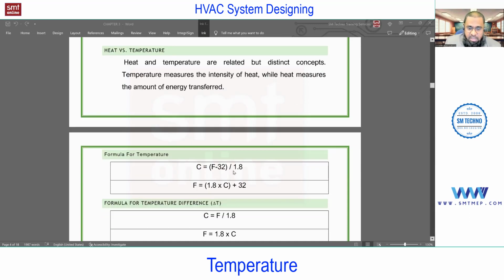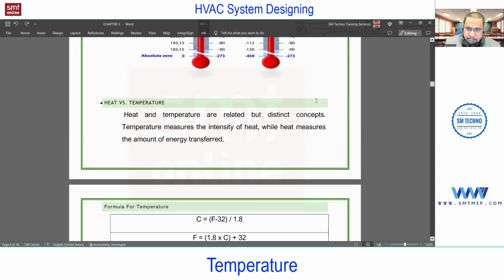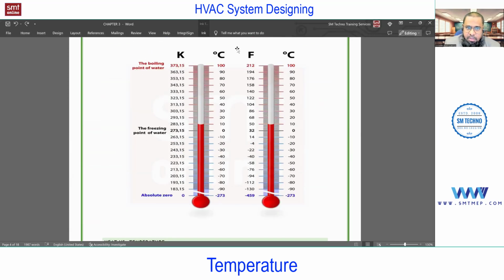Now the question is why we are considering this 1.8. Remember, in the centigrade scale there are 100 divisions, but in the Fahrenheit scale there are 180 divisions. Very good. You see here, this is 0, this is 32, this is 100, and this is 212. So 0 to 100, this is 100 divisions. But 32 to 212, how many divisions? 180. So it means one division of centigrade is nearly 1.8 of Fahrenheit.